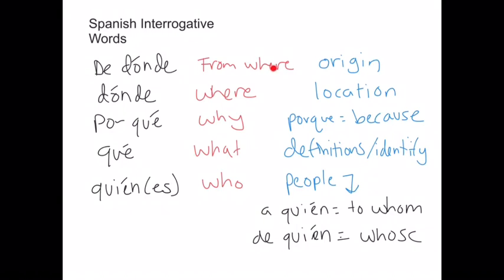De dónde, from where. We're talking about origin. Dónde, where. We're talking about location. Por qué, two separate words. Why? Remember that porque, all one word, is because. Qué means what. You're giving definitions or identifying something. Quién, or plural quiénes, means who, talking about people. Specifically, a quién could be to whom, or de quién could be whose.